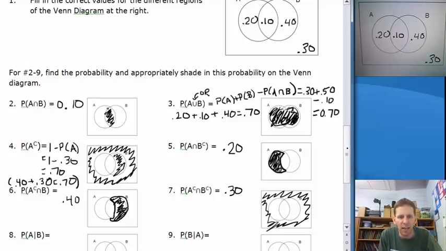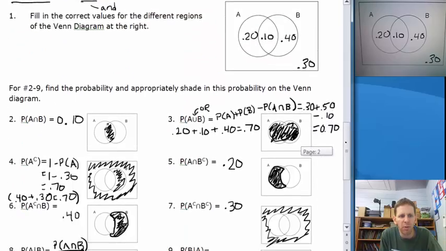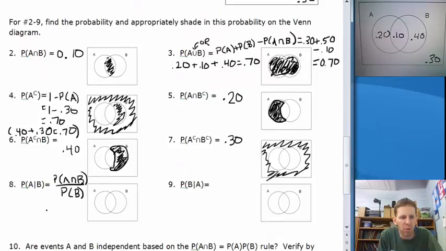Number 8 is A given B. So given we're inside circle B, what's the probability that we're in circle A? Now you can use our formula for conditional probability, which says that this is equal to P(A and B) over the probability of B. We have already calculated these values here. The probability of A and B is 10%. The probability of B is equal to 50%. So you could do 10% over 50%, which is 1/5, also equal to 0.2.